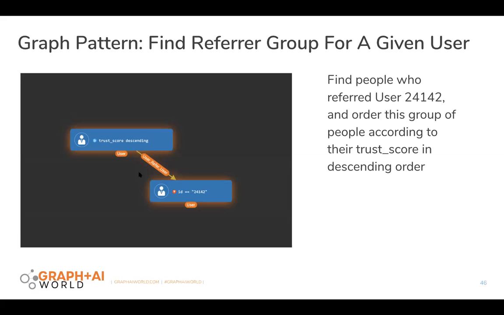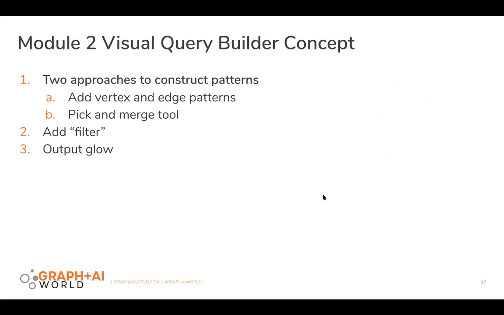And we basically chose a subgraph pattern in this graph feature that we're going to show. Again, this is finding people who referred user 24142 and ordering this group of people according to their trust score in descending order.